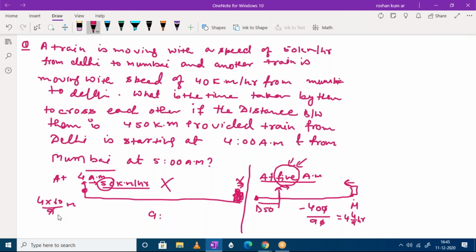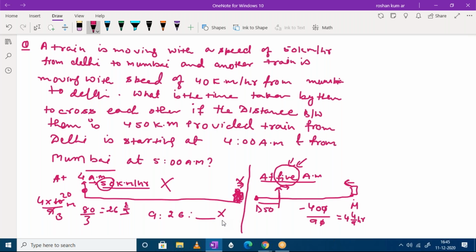So if you ask me, this will be 3 threes are 9, 3 twos are 6. So this will be 80 by 3. What is 80 by 3, guys? 80 by 3 will be nothing but 3 twos are 6, then 26, and this will be 2 by 3. So your time will be 9:26 and some seconds.